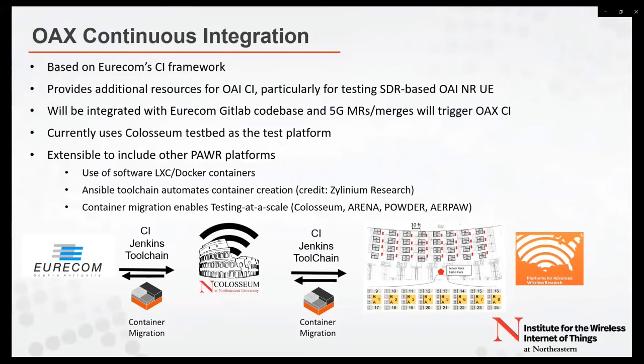These platforms make use of software containers, LXC or Docker, to deploy software for experiments. We have deployed an Ansible-based toolchain, which was developed by Xylinx Research, to completely automate the process of building an OAI container, which can then be easily deployed on any platform. This would allow testing at scale by enabling these OAI containers to be tested on multiple platforms.